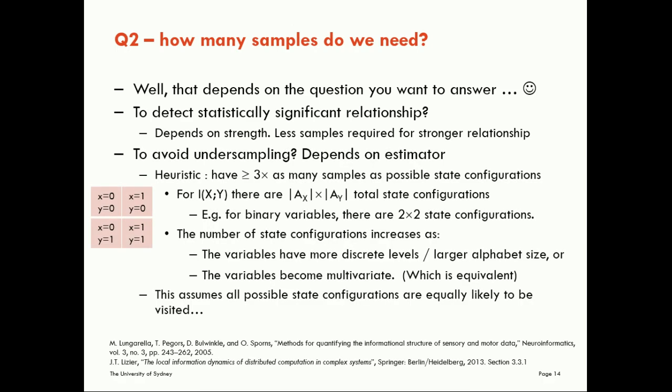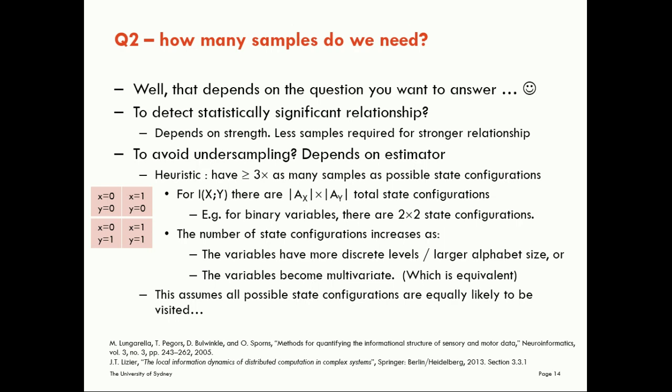We can then ask how many samples do we need to avoid undersampling in general, thinking more about getting an accurate estimate rather than specifically a statistically significant measurement of a relationship or not. When we're thinking about how many samples we need to avoid undersampling, that really depends heavily on the estimator. Let's think first about our plug-in discrete estimator. There are some fairly well-known heuristics for that.